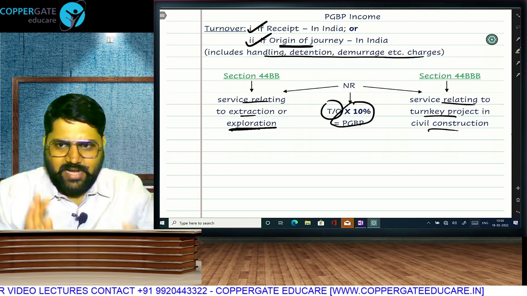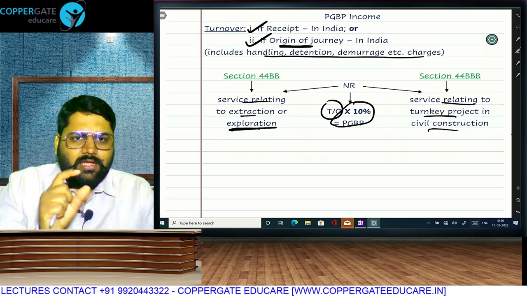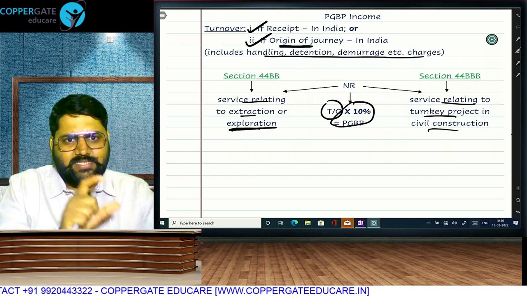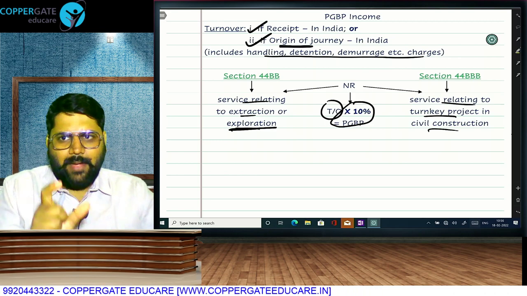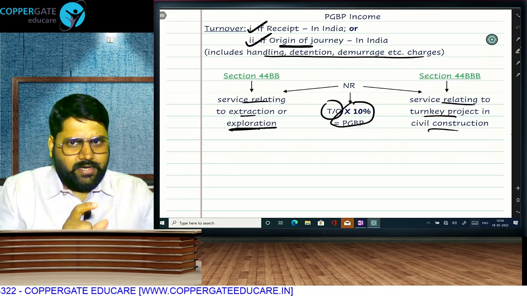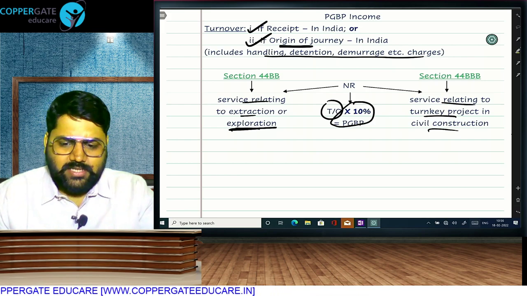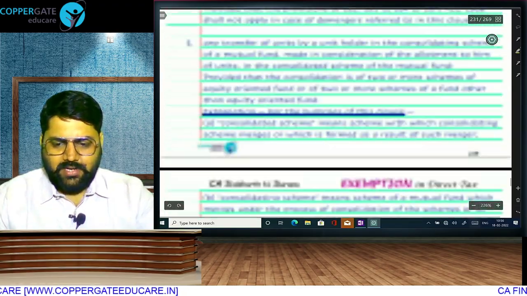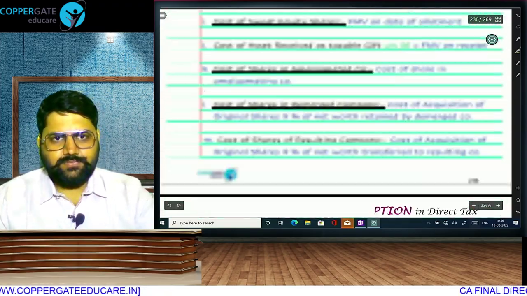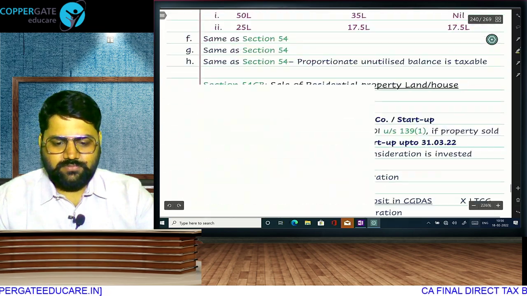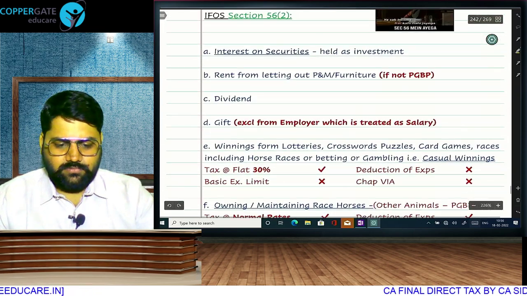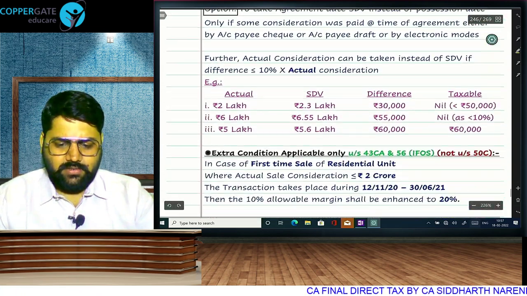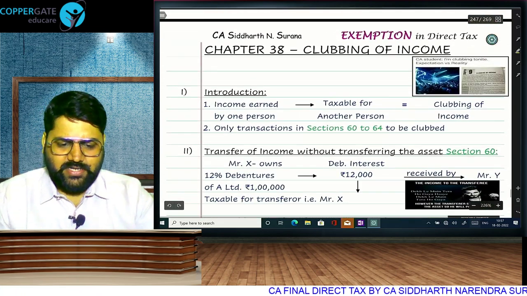So what we will do is, with the time that we have, my calculation says that clubbing, set off chapters we will be able to do, and if clubbing, set off is done, then understand please, in the last episode we will be left with only capital gain, other sources and deductions. So we will go to clubbing, set off chapter immediately. So we are going to just jump capital gain and other sources. Then we go ahead and finish our two chapters at least, clubbing.